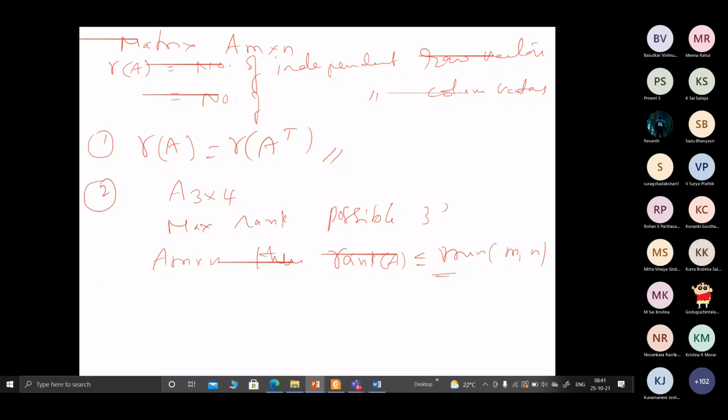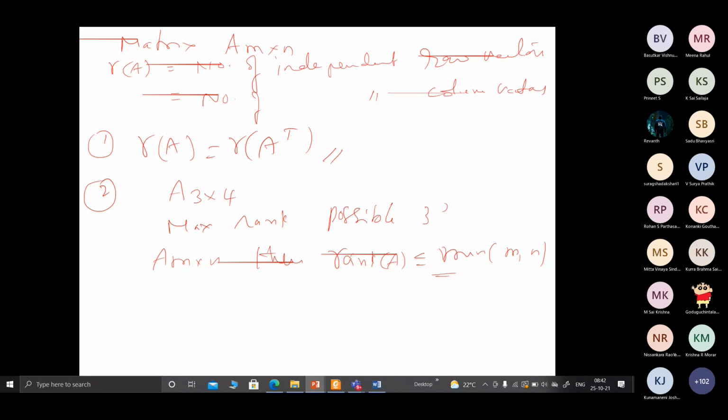This is another point. This is a general statement. Next, the third point is that you can expect some different types of problems. For example, if A is a matrix of order m by n with all entries 1 only, what is the rank? Can anybody tell me?